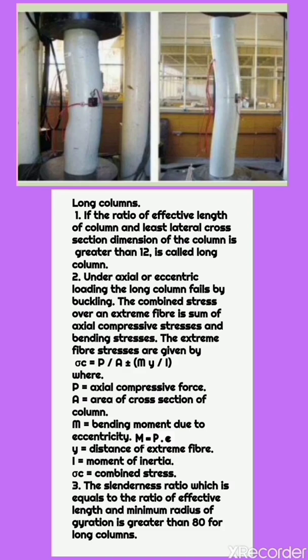3. The slenderness ratio, which equals the ratio of effective length and minimum radius of gyration, is greater than 80 for long columns.